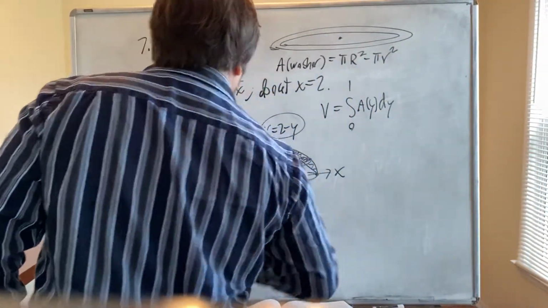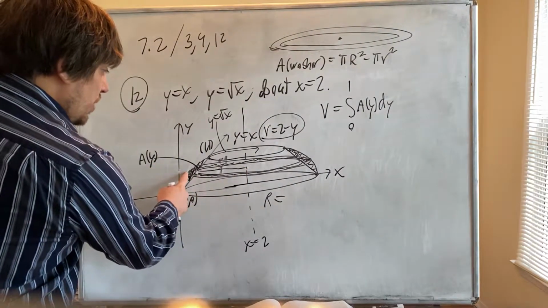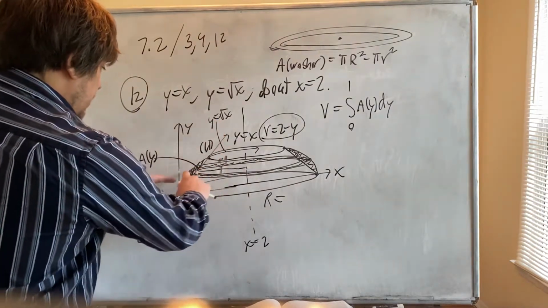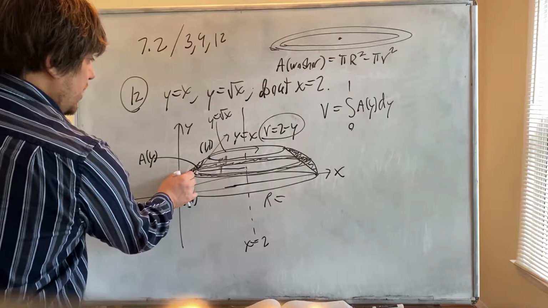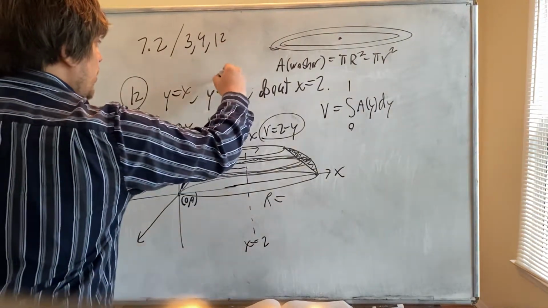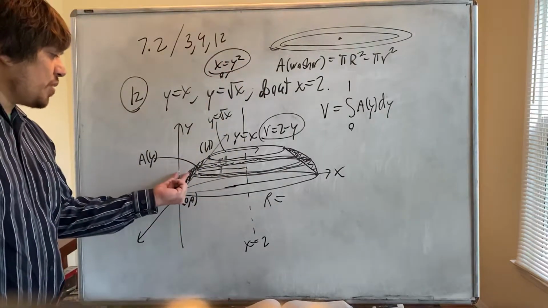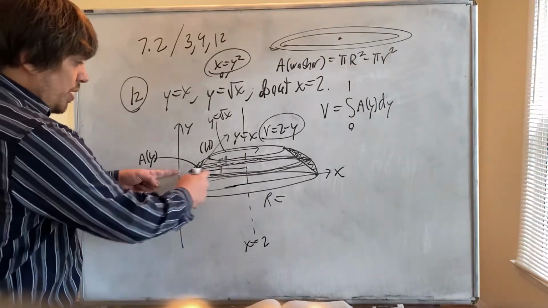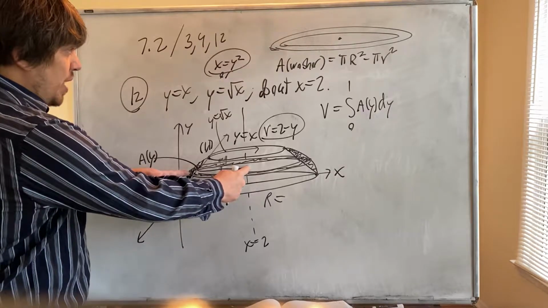Capital R, the radius of the larger washer, is from here to here. This is an x-coordinate on the point on y equals the square root of x on the left side. So y equals the square root of x, or x equals y squared. We're going to use x equals y squared. So here the x-coordinate of a point on x equals y squared is y squared. This distance is y squared. The whole thing is 2. And so what's left is the larger radius, which is 2 minus y squared.